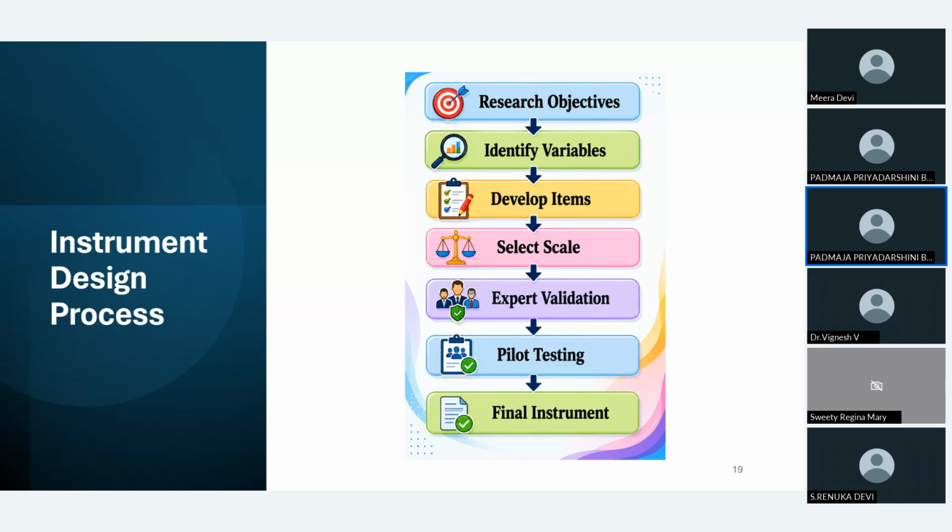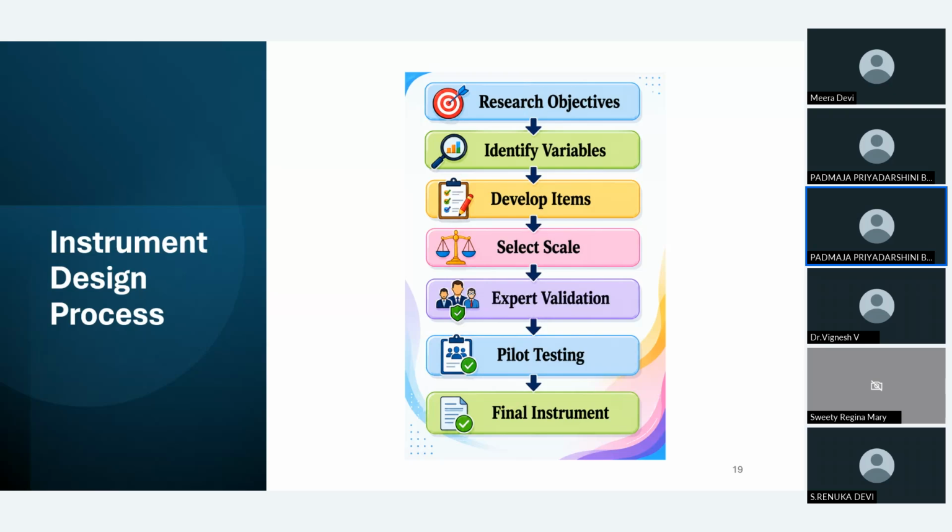Based on the research objectives, we identify the variables, and from there we develop the items. In research language we call them items; in normal language, statements. So we develop statements, which are called items. Each bunch of items is called a construct in research language. So we create constructs, and those are the variables of our study.